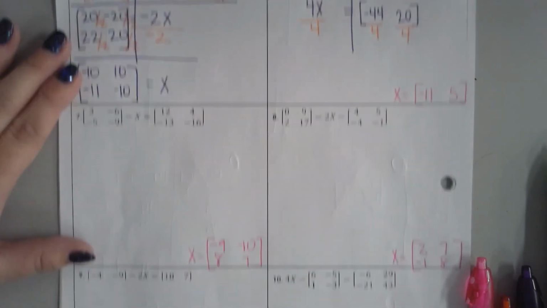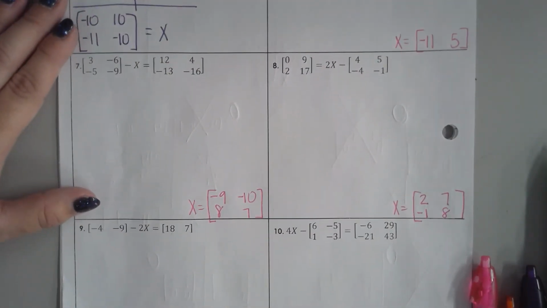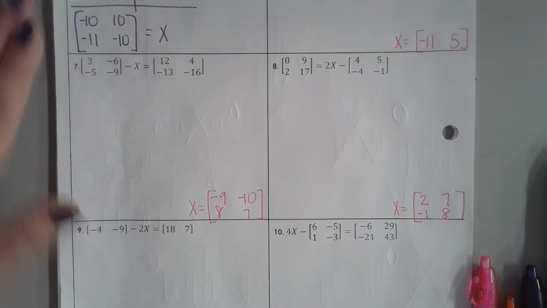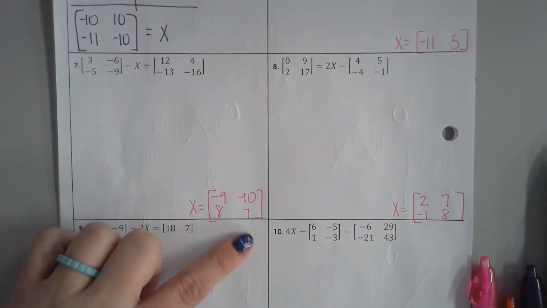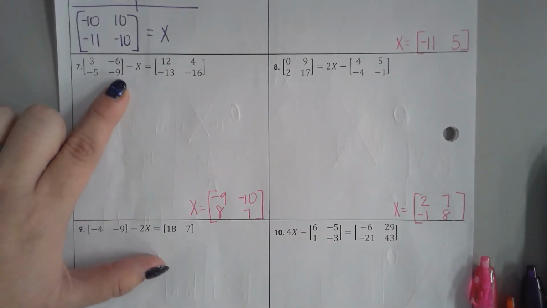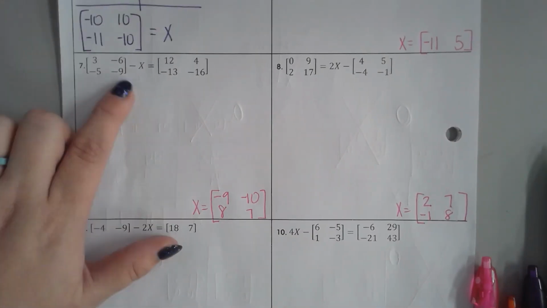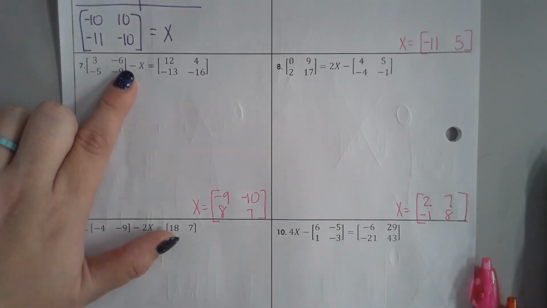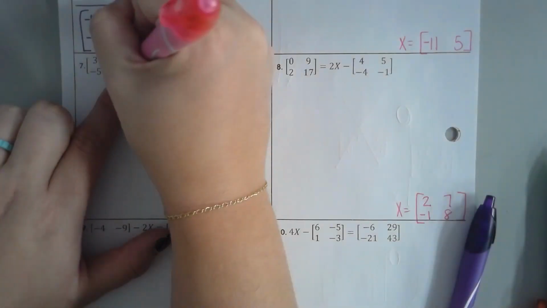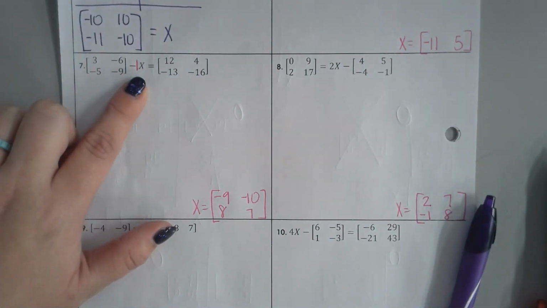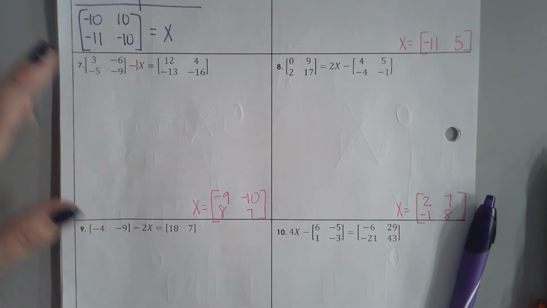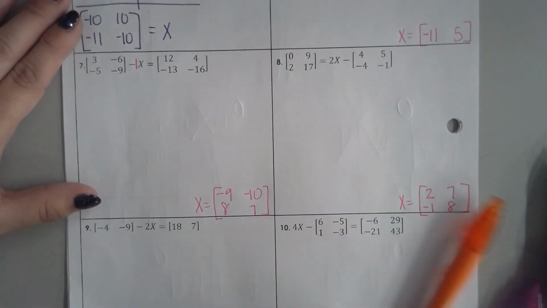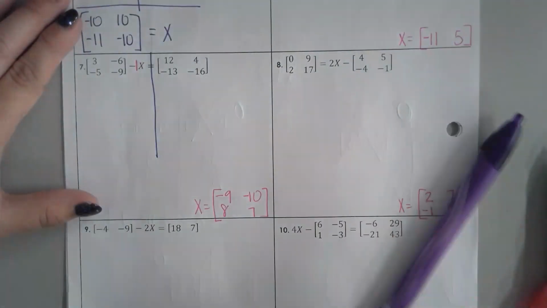All right, number 7. We get the matrix. Our answer is negative 9, negative 10, 8, and 7. These do tend to confuse people because it has minus x. That's the same thing as having minus 1x. So you'll just divide both sides by negative 1. So first off, you would need to subtract the matrix.